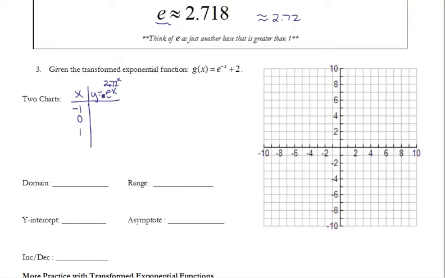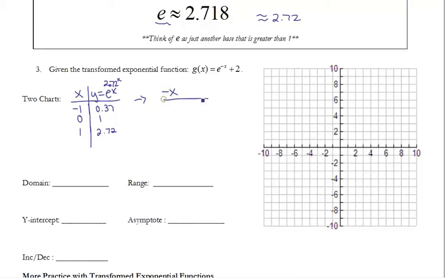2.72 to the -1 is about 0.37, and you can check that in your calculator. If you plug in the power of 0, it's still 1, and then to the power of 1 is 2.72. So these are always going to be your parent points for your e to the x graph. And then just like your other graphs, you apply your transformation.